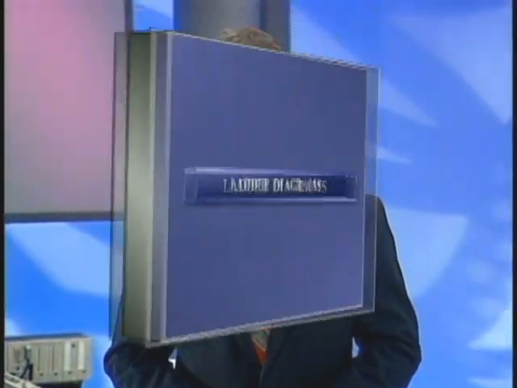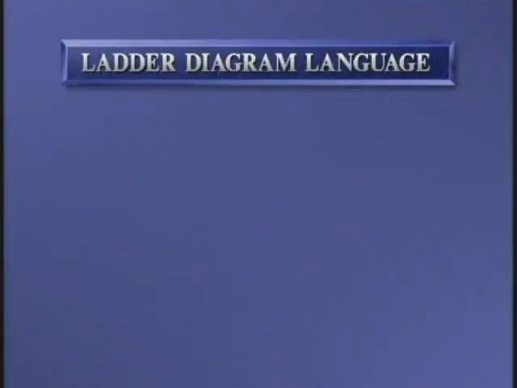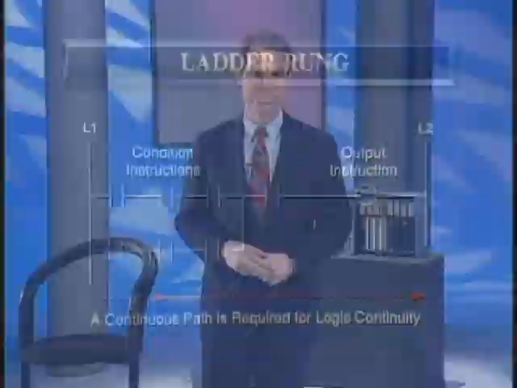Let's take a look at the ladder diagram format. Now, as we know, the ladder diagram language is a symbolic instruction set composed of contact symbols that are used to create a programmable controller program. These ladder instruction symbols can be formatted to obtain the desired logic necessary to provide control. As we can recall, the ladder diagram is also referred to as contact symbology for obvious reasons.